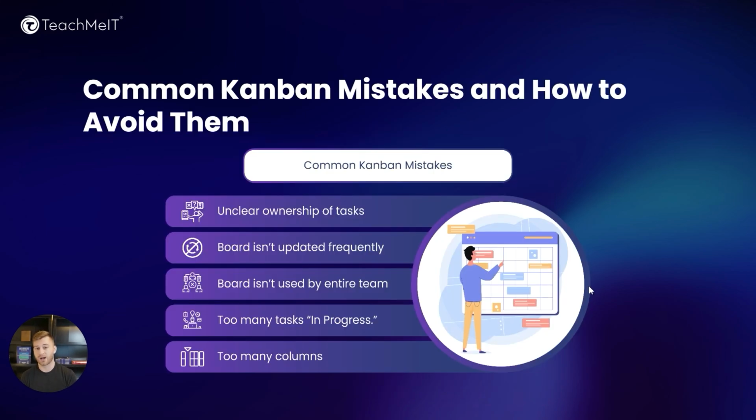Lastly, I wanted to talk about common Kanban board mistakes and how you can avoid them. So the first one here is unclear ownership of tasks. So this is when people don't realize who is supposed to be working on what. And the easiest way to avoid this is by making sure every single task or every single card that is being added to your board is properly assigned to the right person and they understand exactly what work they should be working on because it's assigned directly to them.